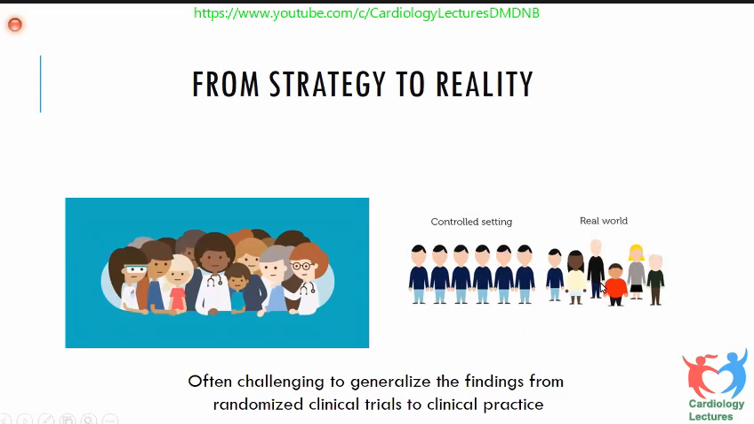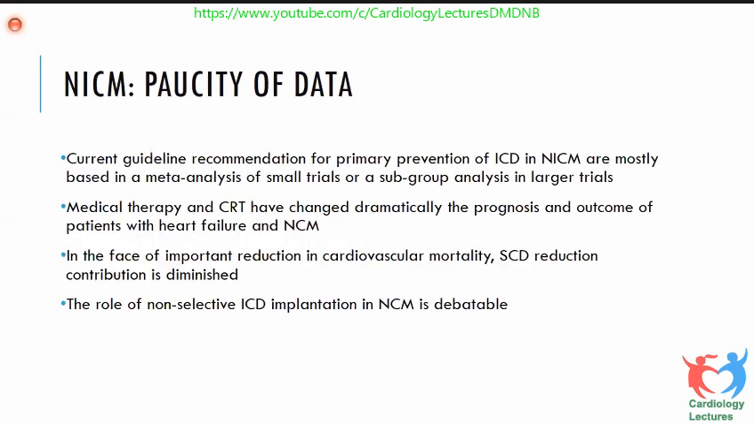And we all know that patients in the elderly group have other comorbidities such as chronic renal disease. Most of them are not included in the controlled setting of the clinical trials previously used to establish our clinical guidelines. For example, in non-ischemic cardiomyopathy, there's actually a paucity of data. The current guideline recommendations for primary prevention in non-ischemic cardiomyopathy are mostly based on meta-analysis of small trials or subgroup analysis in the large trial, such as SCD-HeFT.